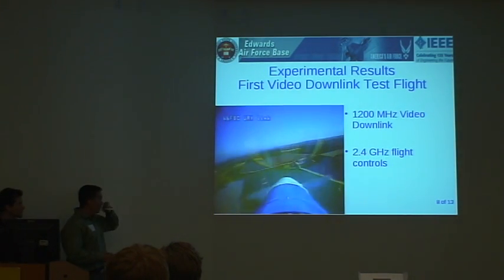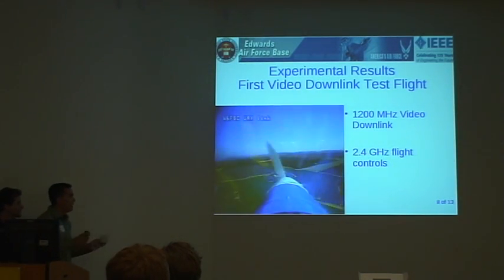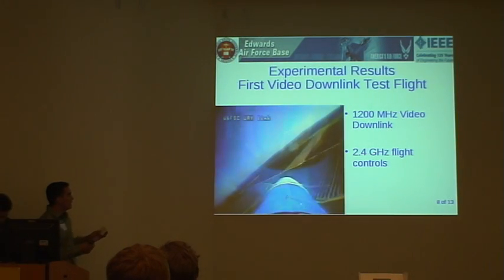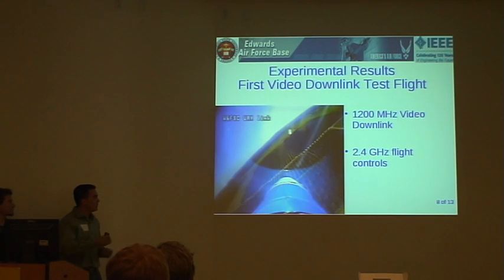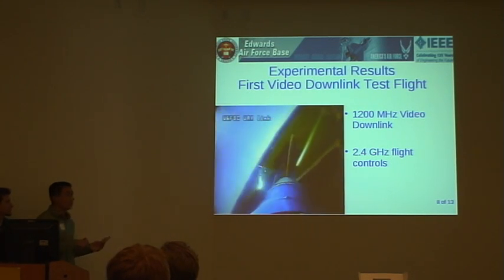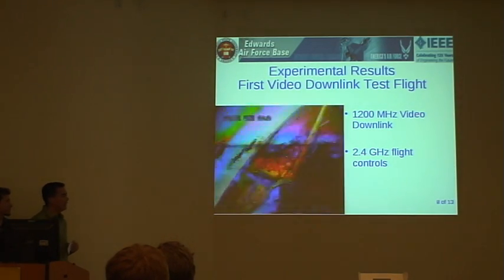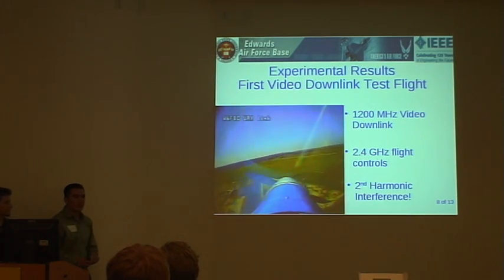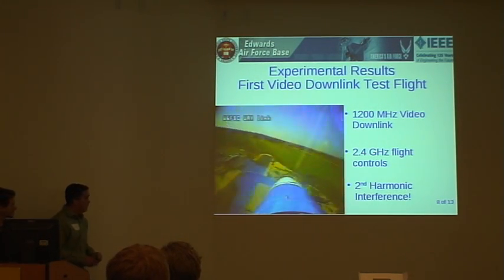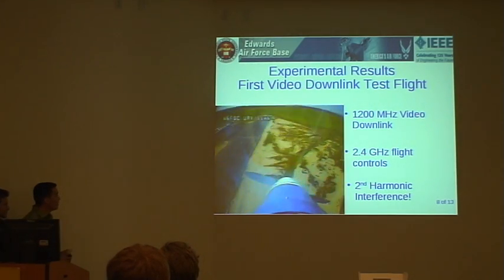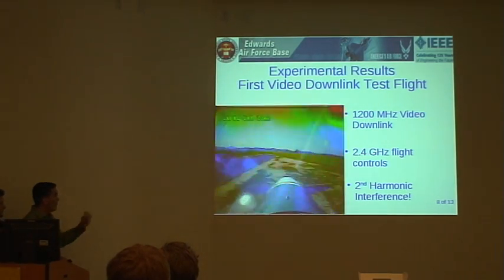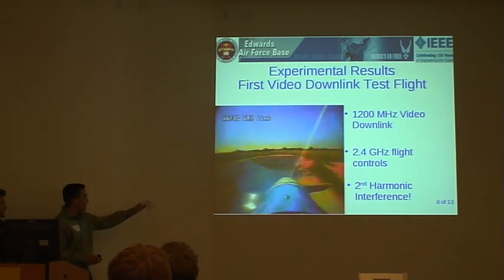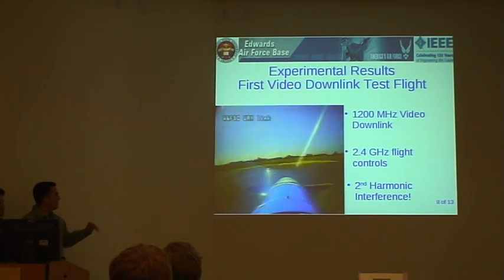As you can see here, the way we have our video downlink mounted on the plane, there's an instance where the video downlink and our radio controls get aligned, and we get a second harmonic interference, and we lose control of the plane for a few seconds. Then we regain control. The pilot was able to land it safely because we ran out of the runway and landed on grass.